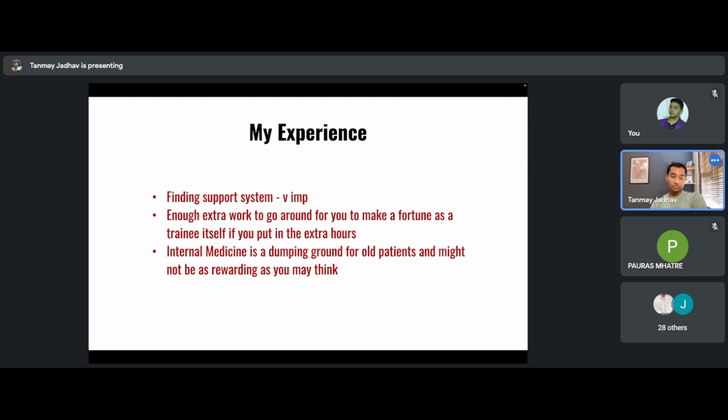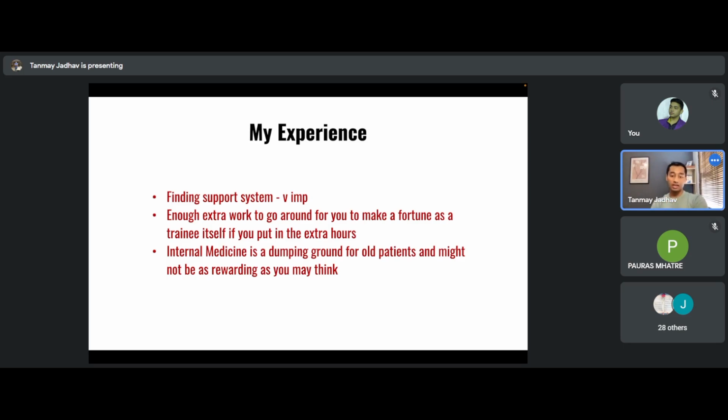My experience here has been that finding a support system is very important because it's a new place, like with any other thing. There's enough extra work to go around for you to make a lot more than your basic pay, because if you can put in the extra effort, you're paid at 5 to 6 times your normal hourly rate. So you end up making in 2 days, sometimes 3 days, what you'd make in a month.